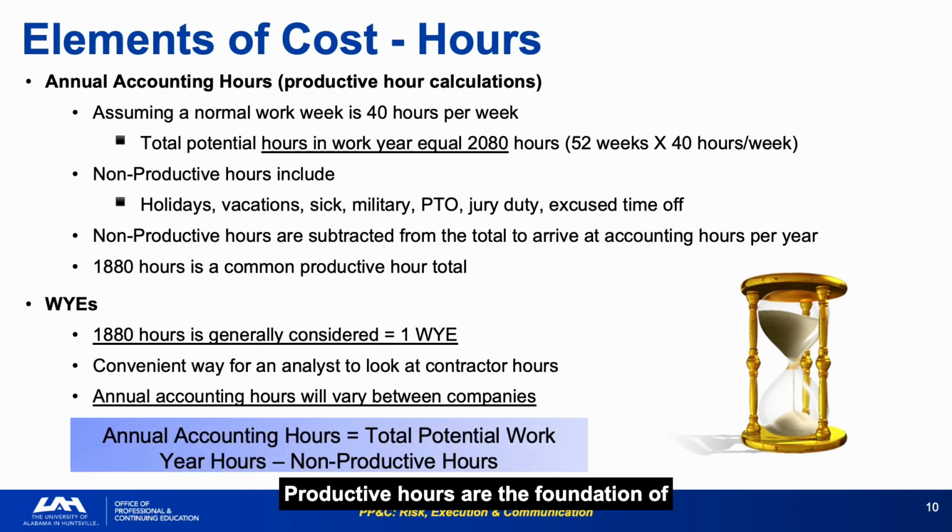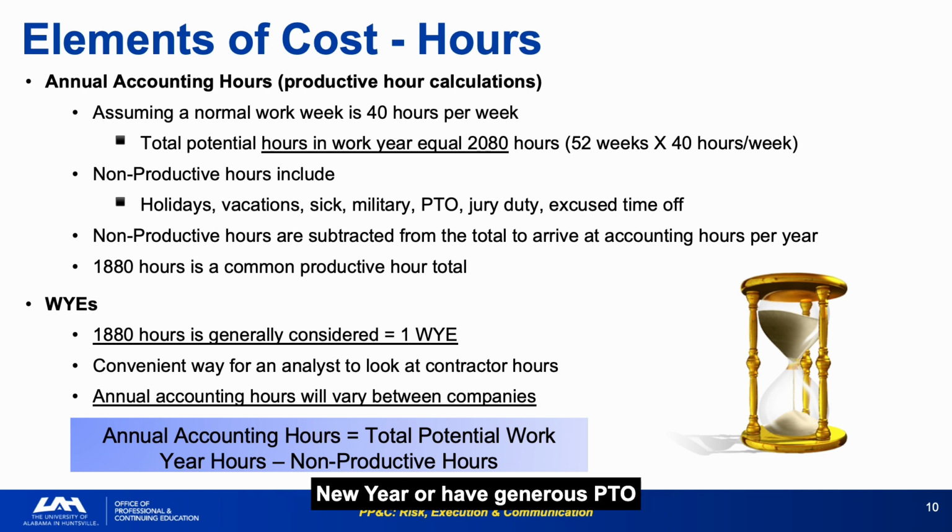Productive hours are the foundation of contractor labor costs. 2,080 total potential hours minus non-productive time equals approximately 1,880 billable hours per year, which is the standard work year equivalent. The 1,880 WY standard varies by contractor.